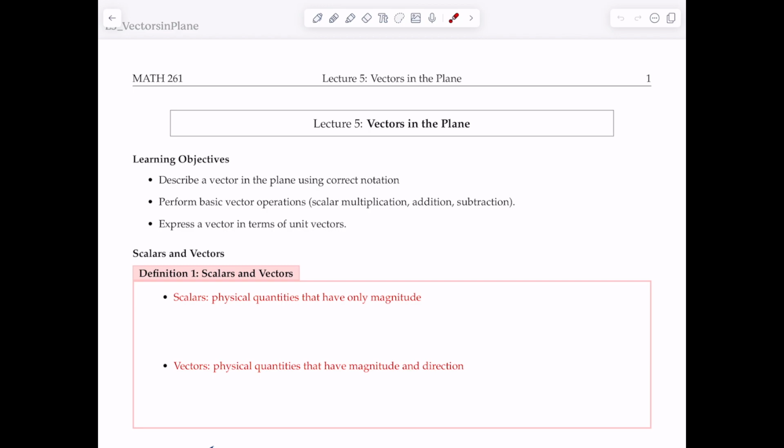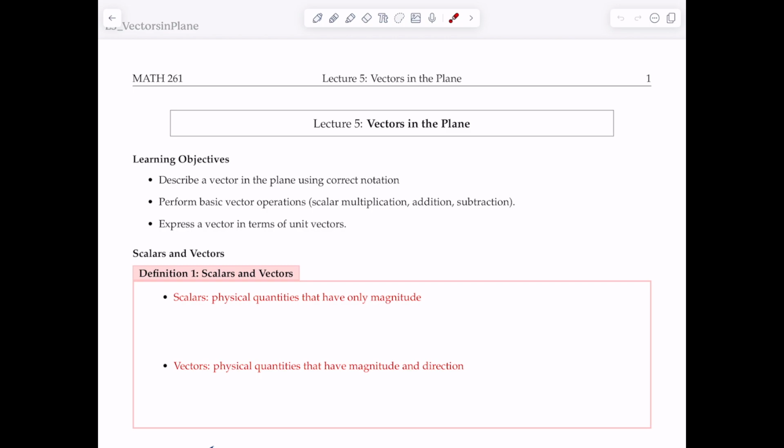And hopefully at the end of this lecture, we could be able to perform some basic vector operations, including scalar multiplications, vector additions, and vector subtractions. And we could learn how to express a vector in different forms. There are two basic forms that we're going to look at. The first one is the component form, and the second one is in terms of the unit vector forms.